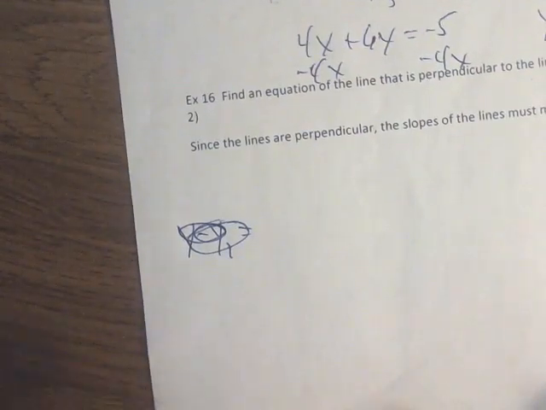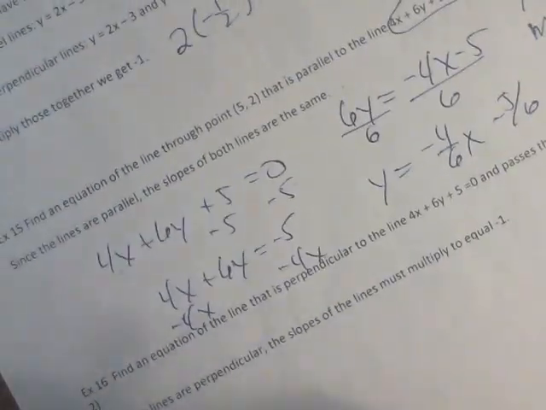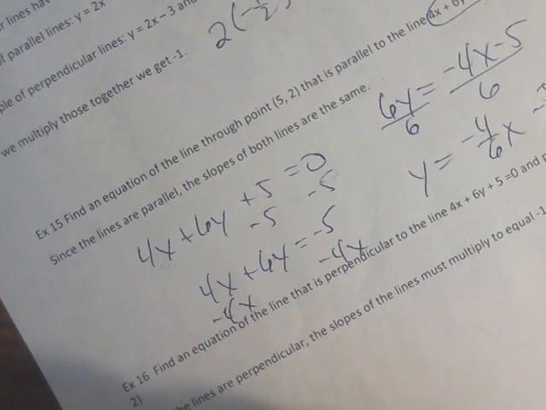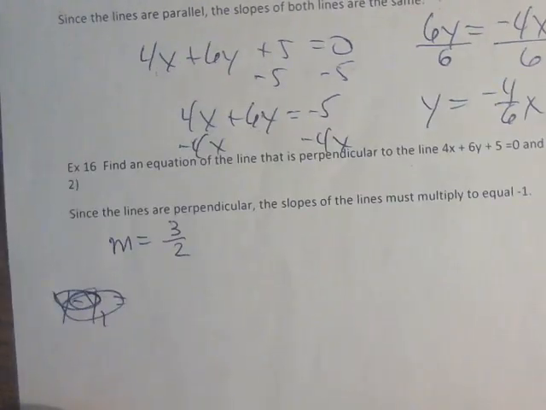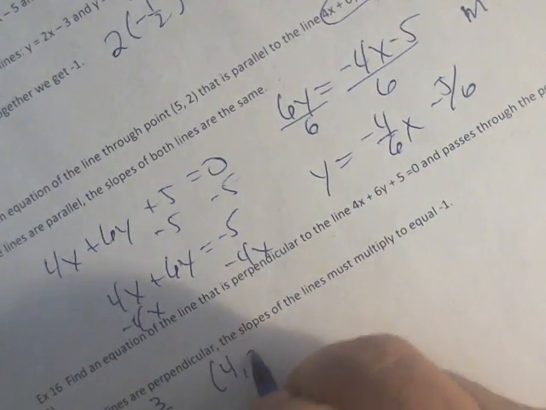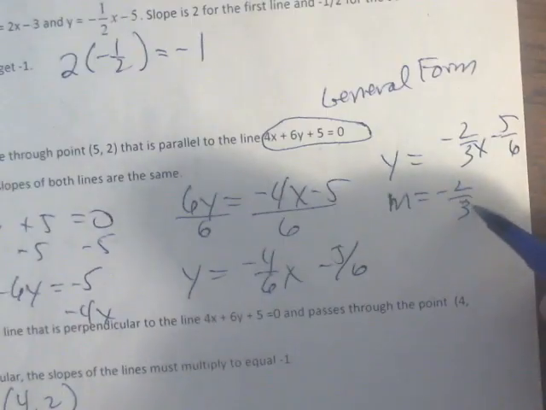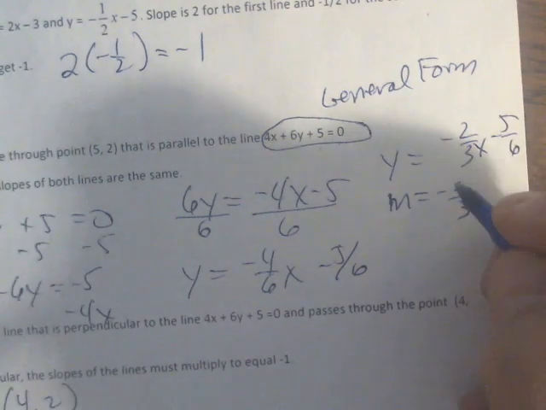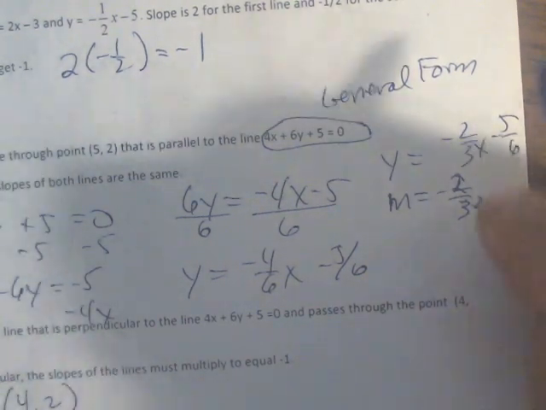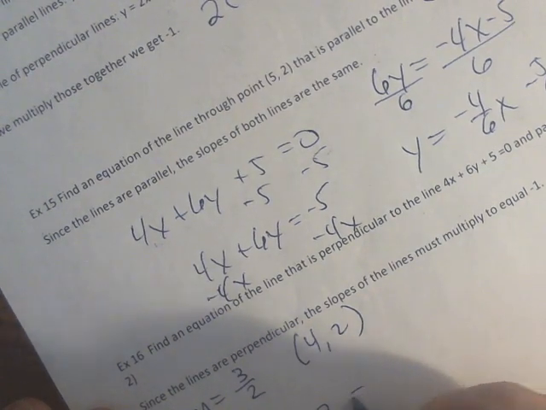Now, in the last example, we're using the same equation, and we want to find the line that's perpendicular. My slope in this case is going to be 3/2. The point is this time (4, 2). The slope is 3/2 because the perpendicular line is going to be the opposite reciprocal of the slope of the original line. Opposite means I'm going to make it positive, and flip it over to make it 3/2. Then I do my point slope form.